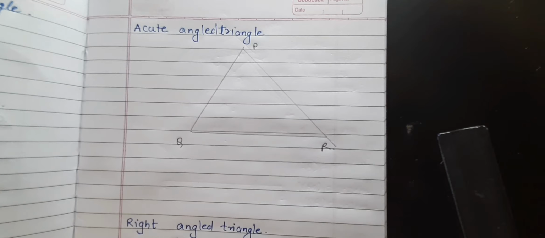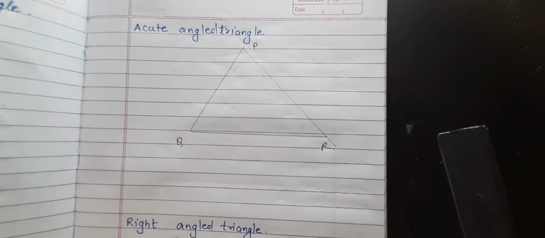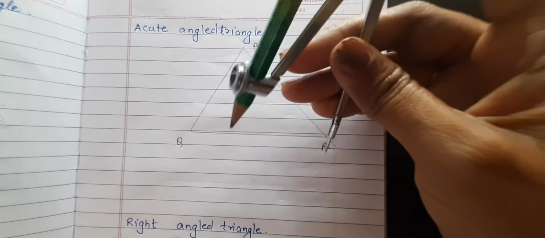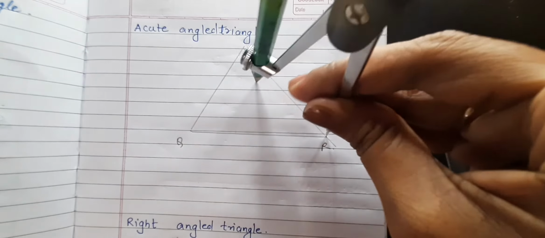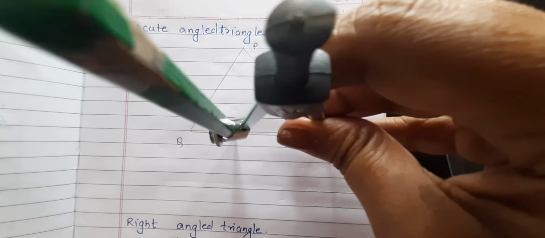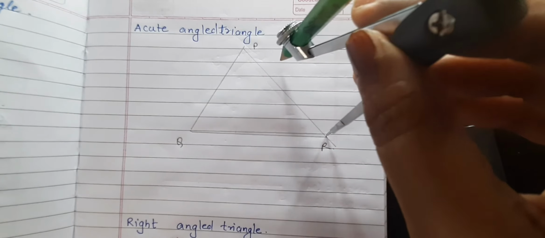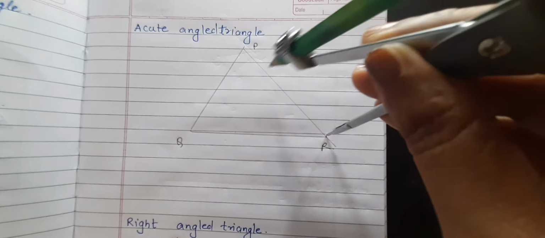We will be drawing the median for the acute angle triangle, that is triangle PQR. Same way we have to draw for each side. We have to draw the perpendicular bisector first. For the perpendicular bisector I have to take more than half of each side. So first QR I'll be taking. I have drawn triangle PQR, and for QR I am drawing the perpendicular bisector. So here I have taken one arc, and on the other side, below point R, I am taking an arc.